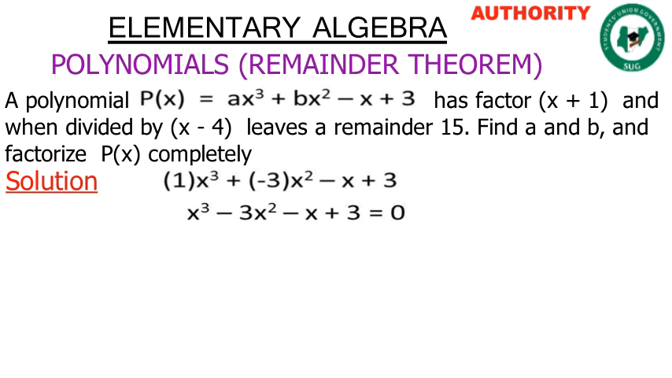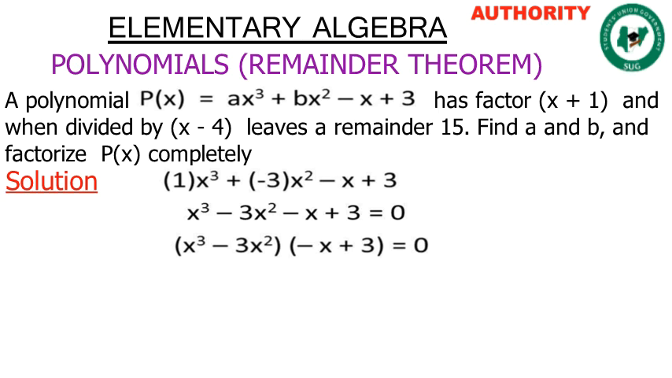Alright, now let's take the second question. The second question says factorize completely. How can we factorize x cubed minus 3x squared minus x plus 3? Look at this. We have 4 terms there, right? Now let's group them 2 by 2. So in doing so, we're going to have x cubed minus 3x squared in bracket, minus x plus 3 in bracket, is equal to 0.